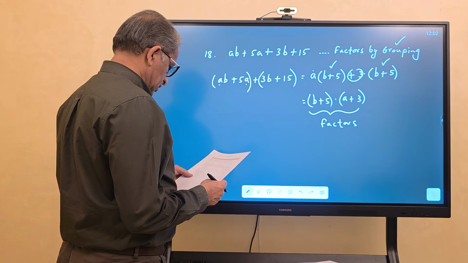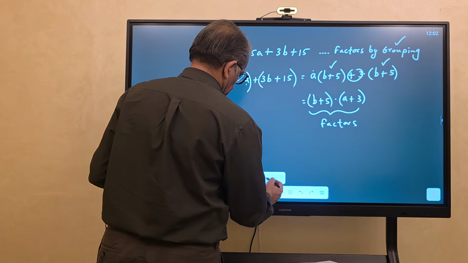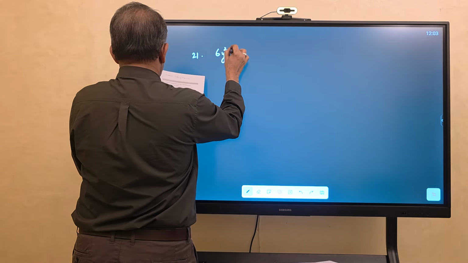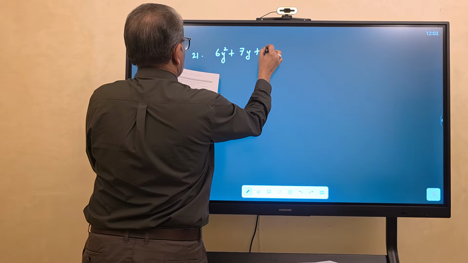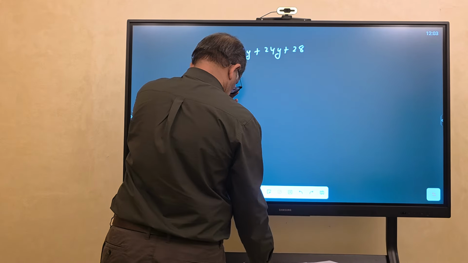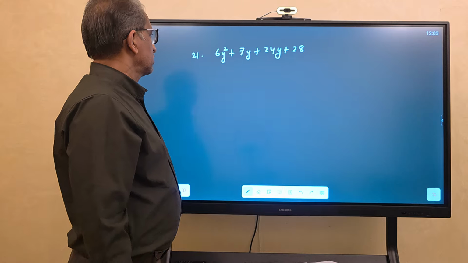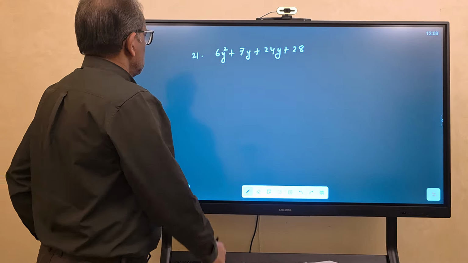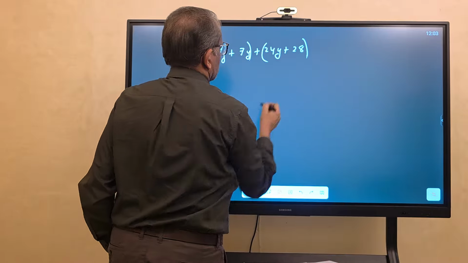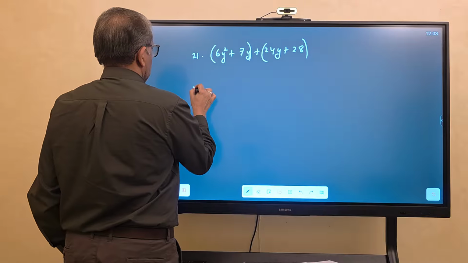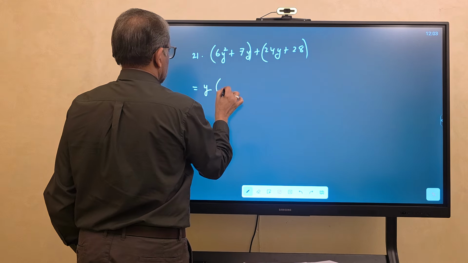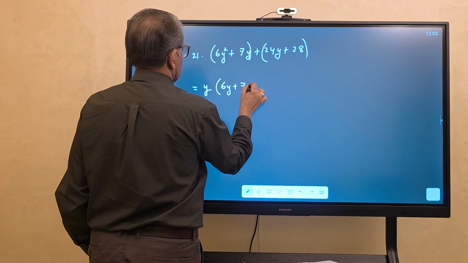Another example, 21: 6y square plus 7y plus 24y plus 28. Let us factor this by grouping. I will make this one group. If I do that, what is common in these two? Y is common, no other, so it is y times 6y plus 7.